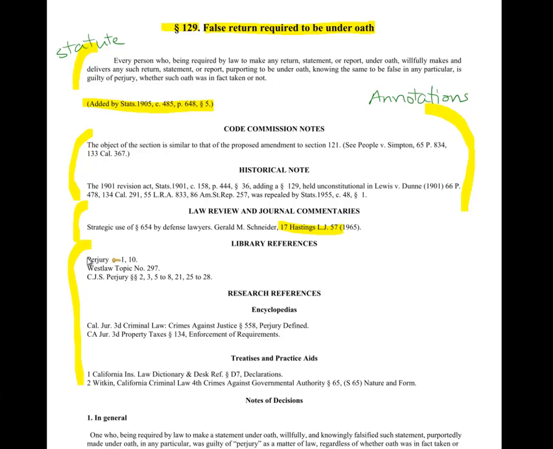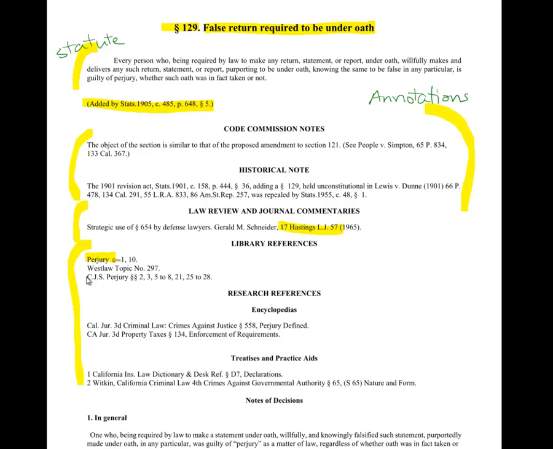And the publishers at West have decided that this particular topic deals with perjury. So if you were to look up perjury, key number 1, key number 10, you'd be able to find some other resources that deal with this same subject, the same subject that you would find in Section 129.